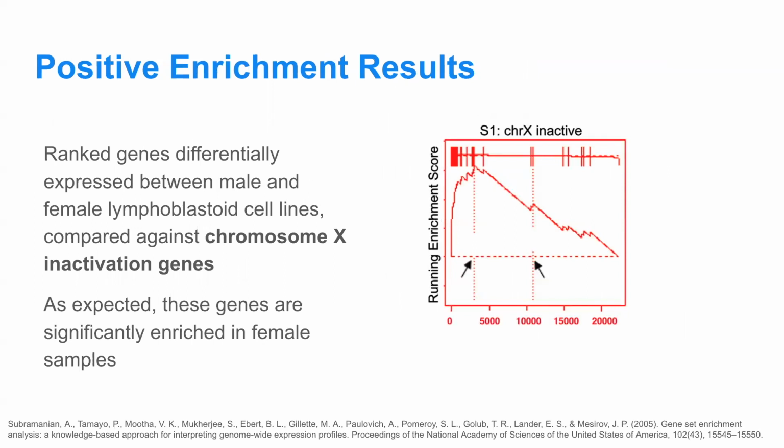So for some more realistic examples from real data, I've included these figures from the original GSEA paper. So here you can see a random walk plot when you're looking at genes that are ranked for differential expression between male and female lymphoblastoid cell lines. And then the comparison gene set is chromosome X inactivation genes. As expected, because you're comparing female and male, and those chromosome X inactivation genes are associated with sex, you can see that there's a positive supremum, which means these genes are typically significantly enriched in the female samples, which is the expected result.